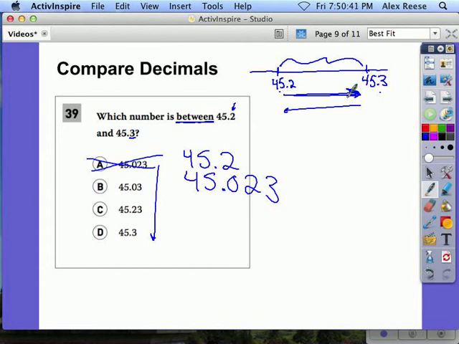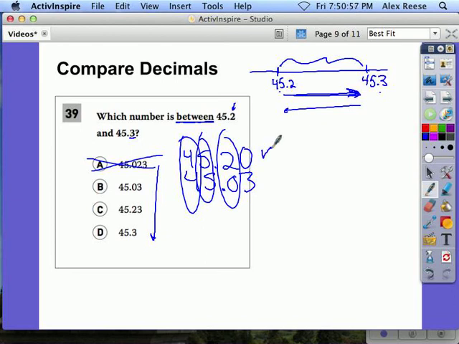Let's take a look at answer choice B. 45 and 3/100. The same thing applies here. When we compare these two numbers from left to right, we see that 45 and 2/10 is the bigger one. So this answer choice is not greater than 45 and 2/10 as it must be.